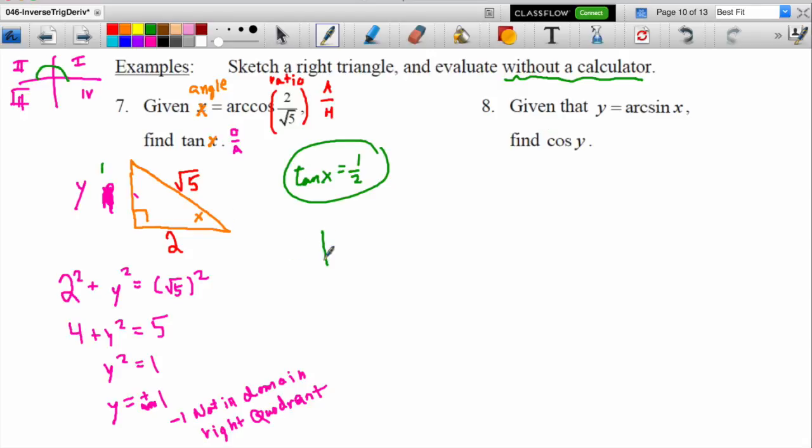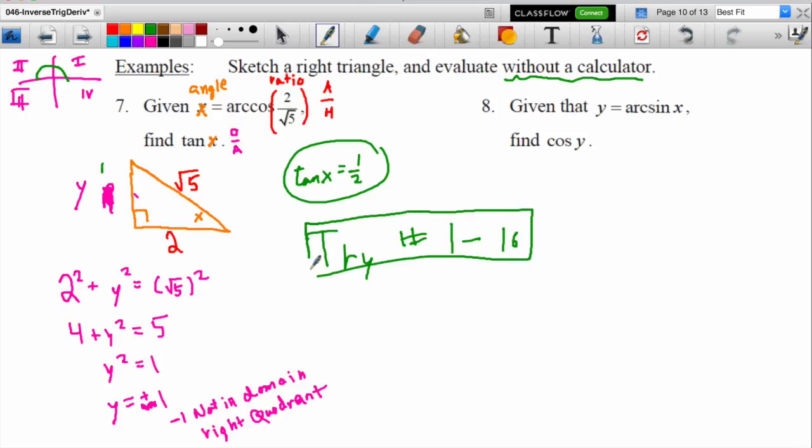Try number 1 through 16. You should be able to try the problems 1 through 16. You should try them out, see if you have a feel for it, see if you have the basics down.